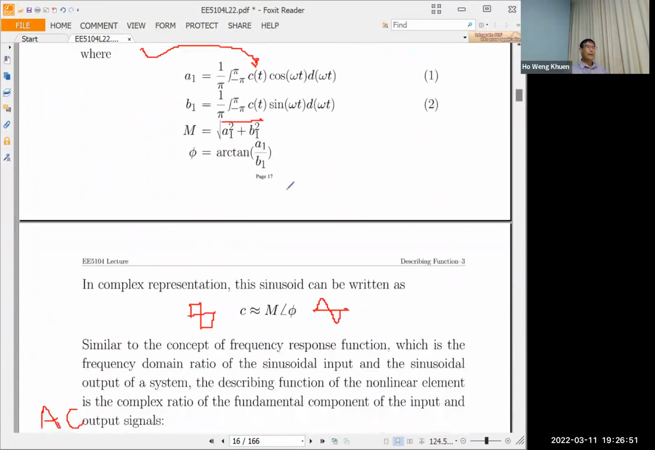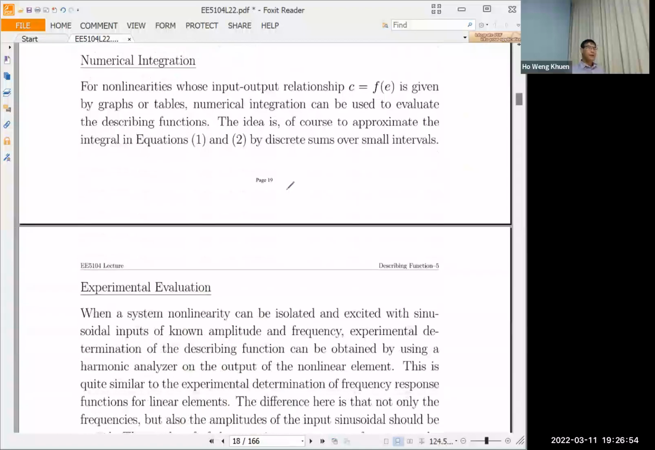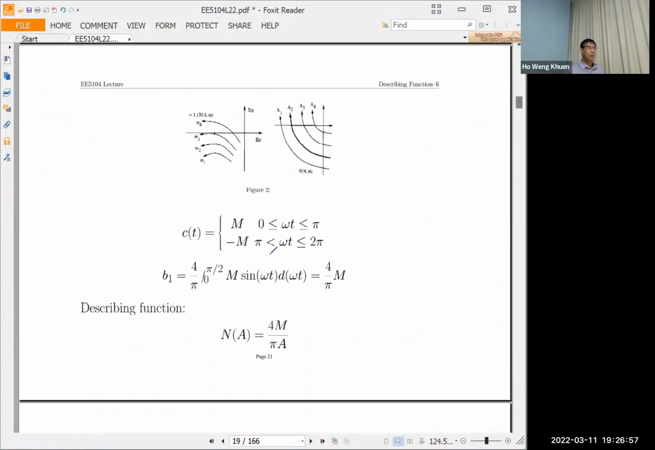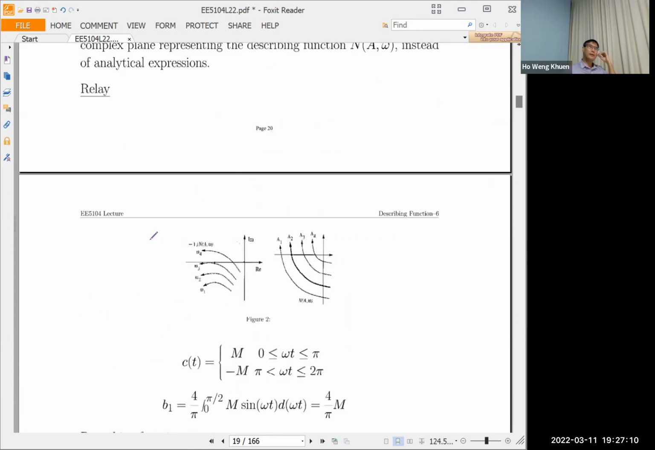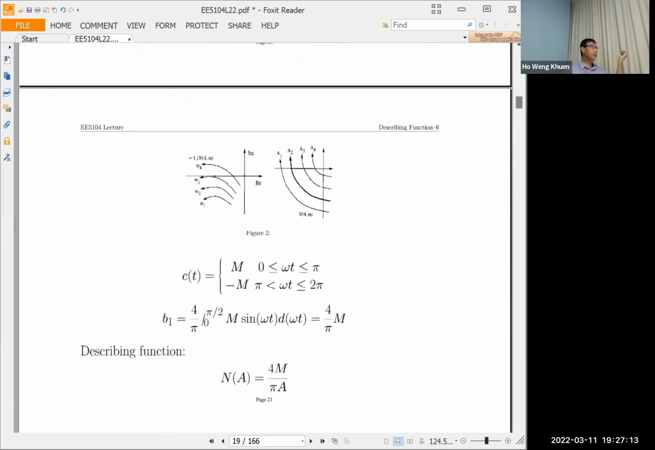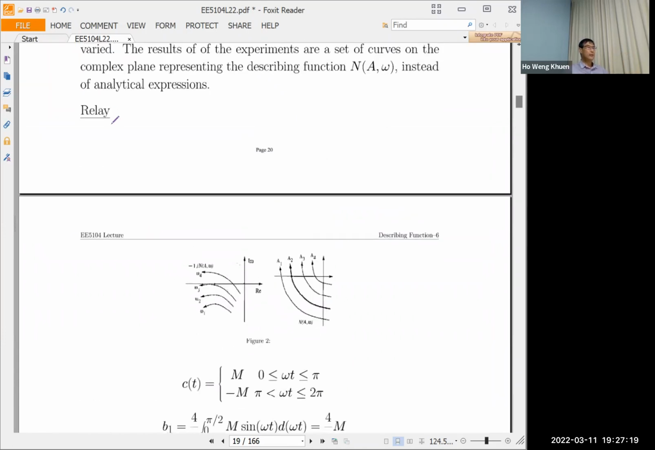Okay, so this would be how the theory goes. So now let us look at one example of how to get the describing function of the relay or the sign function. All right, we call it relay, or we call it the sign function, or on-off control.